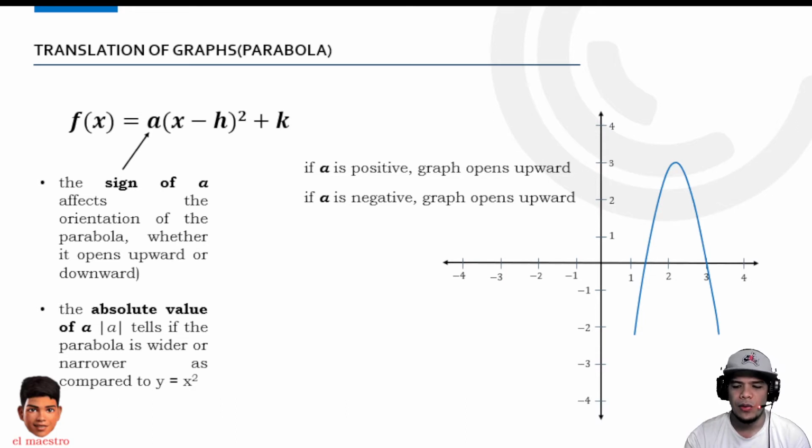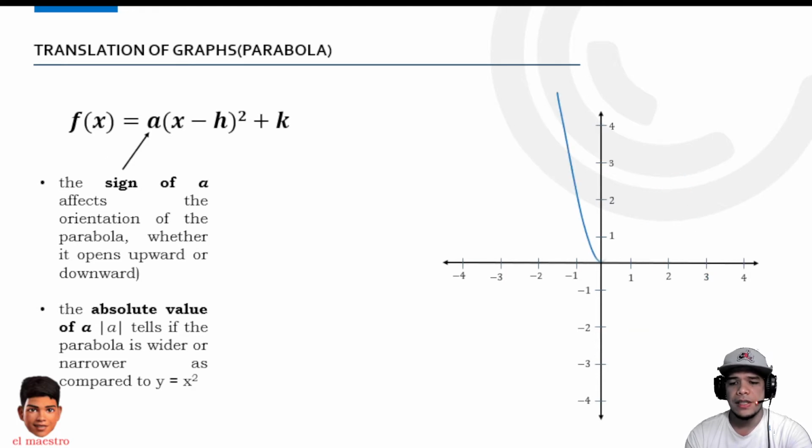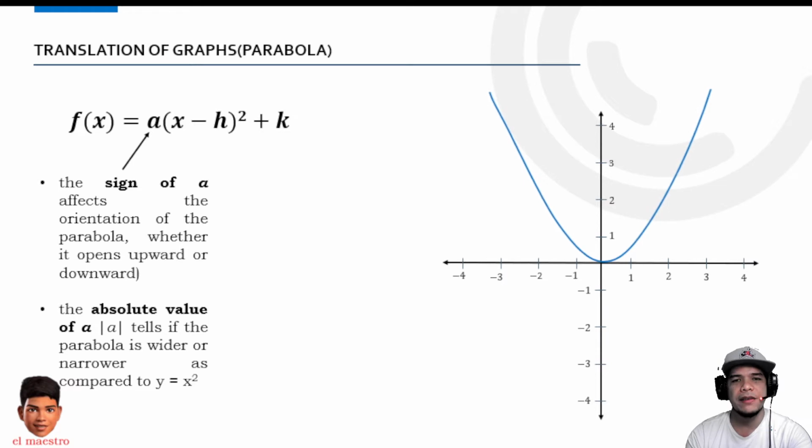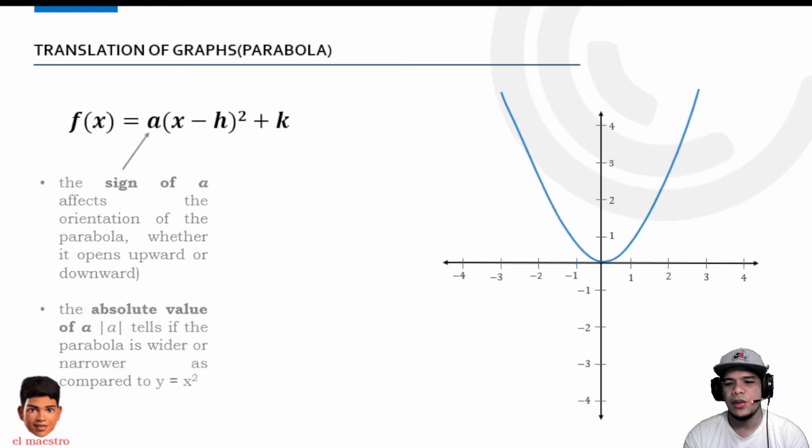So, paano natin ma-illustrate yung definition na to, that the absolute value of A tells if the parabola is wider or narrower. Ganito 'yon. Let's say for example, this is y is equal to x squared. Then, kung makita nyo, your graph gets narrower or wider. This time, nag-wide siya, depende sa value ng A. So, meaning your A tells whether wide ba yung graph natin or narrow ba siya. It could be either way.